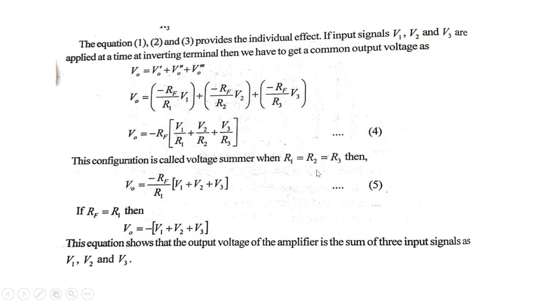When R1 = R2 = R3, then V0 = -(RF/R1)(V1 + V2 + V3). If RF = R1, then V0 = -(V1 + V2 + V3). This equation shows that the output voltage of the amplifier is the sum of the three input signals V1, V2 and V3.